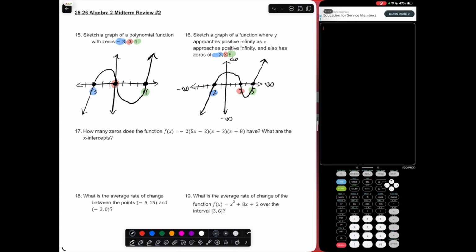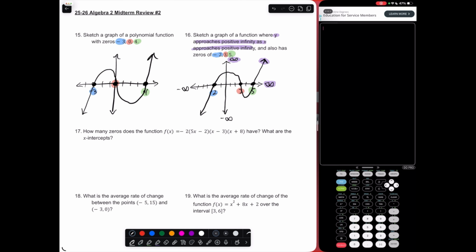In 15, we could have started up and ended down. Well, you get the idea. It wouldn't have really mattered because they didn't give us any other information. In number 16, they tell us very specifically that y approaches positive infinity as x approaches positive infinity. As we go right, we have to go up. So your end behavior on the right side, right here, would go up. All right, let's continue along.